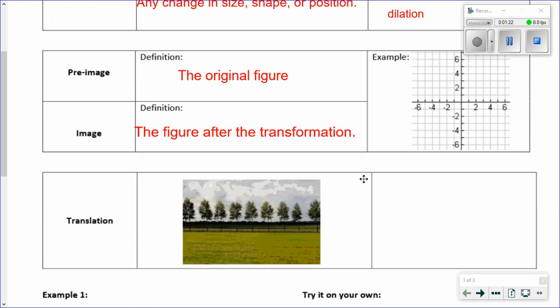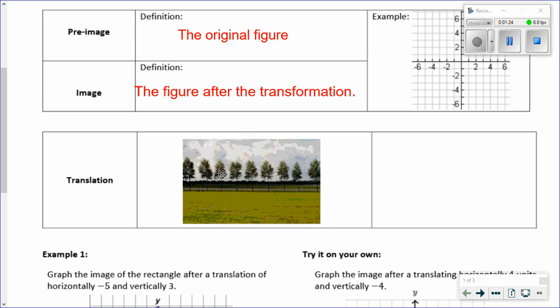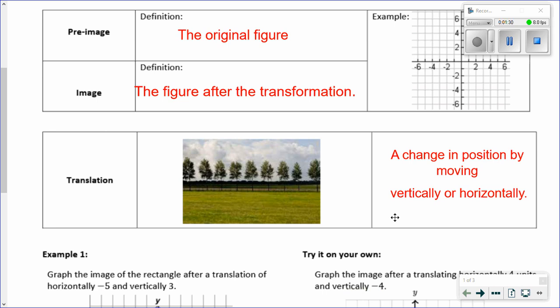Okay, let's start with translations. So translations are a change in position by moving vertically or horizontally. So we're either going to move stuff up and down or left and right. So this is an example of a translation because you're basically taking the pre-image and you're moving it down a little bit. So this is a real world example of a translation where it's just like repeating itself. Okay?